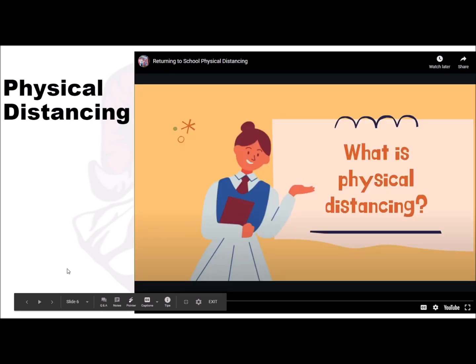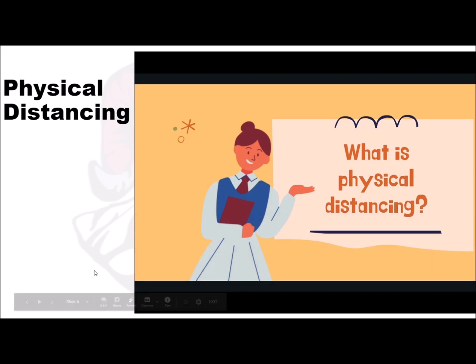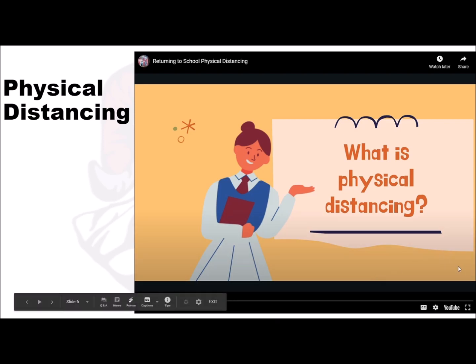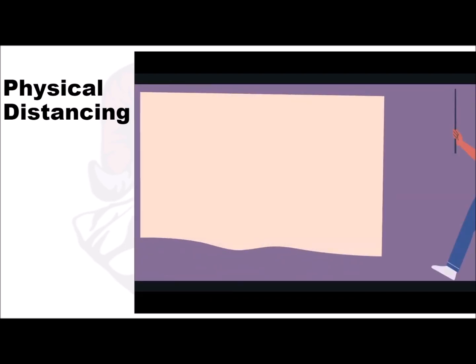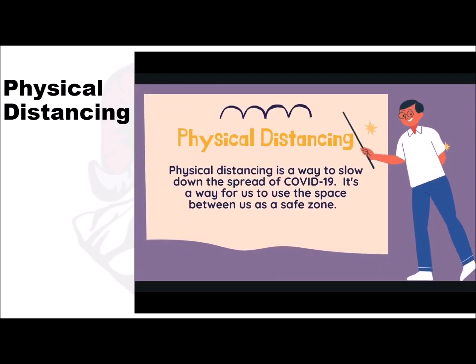Rules you might hear about is using physical distancing. But you may be asking, just what is physical distancing? What does it mean? And why is it so important right now? Physical distancing is just a way to slow down the spread of COVID-19. It's a way for us to use the space between us as a safe zone. Physical distancing just means that when you stand around 6 feet away from others, you can do your part to keep your school and your community healthy.